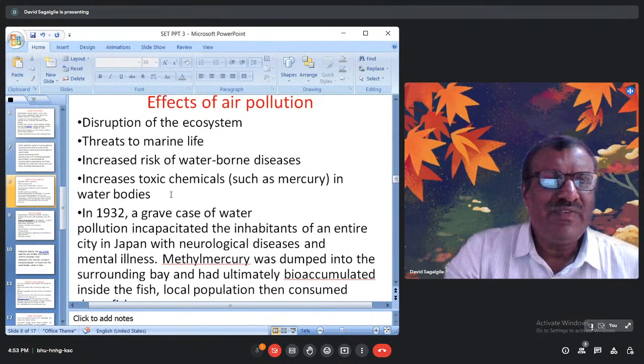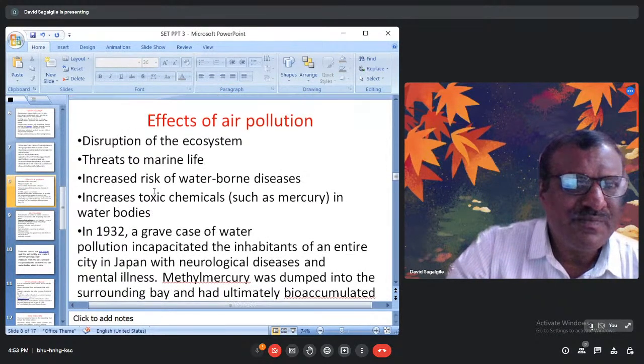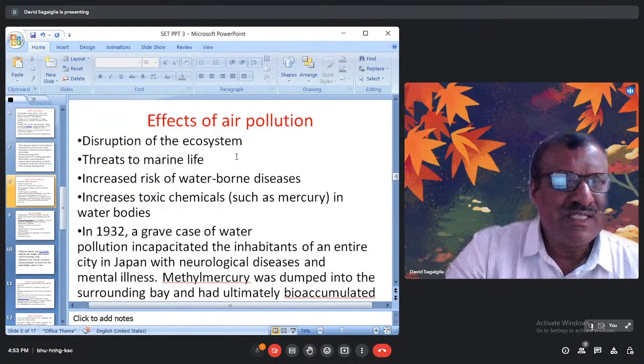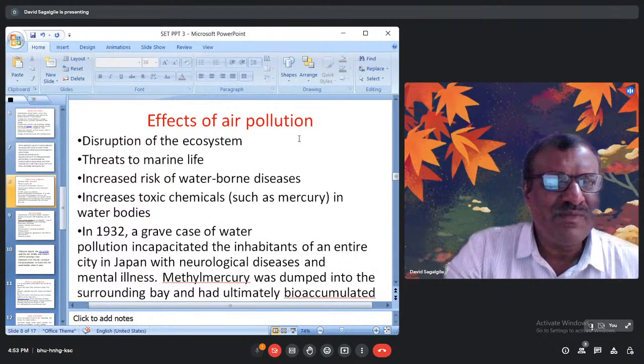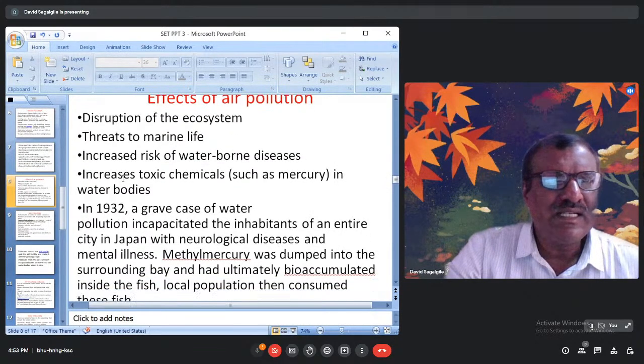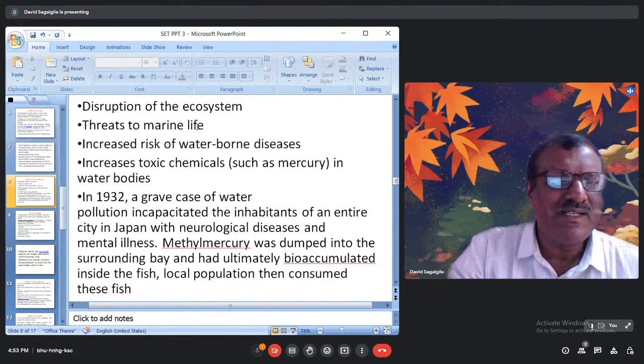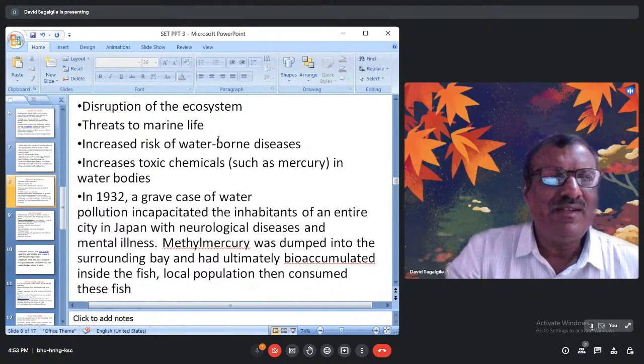Then we see the effects of air pollution. I'm sorry, this is the effects of water pollution. Disruption of the ecosystem, threat to marine life. We see that the entire marine life is threatened because of the toxins that are let into the water. Increased risk of waterborne diseases. A lot of waterborne diseases also take place, like cholera and typhoid and all these things.